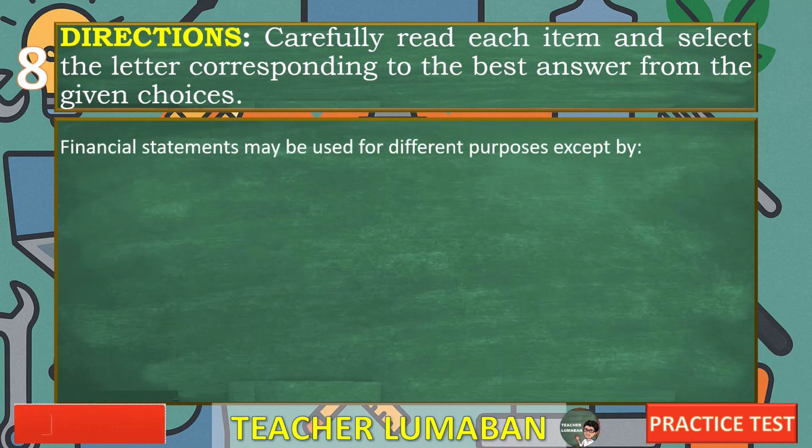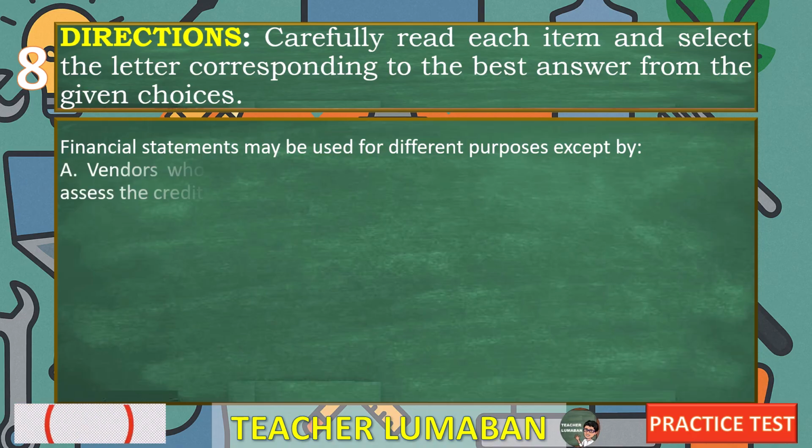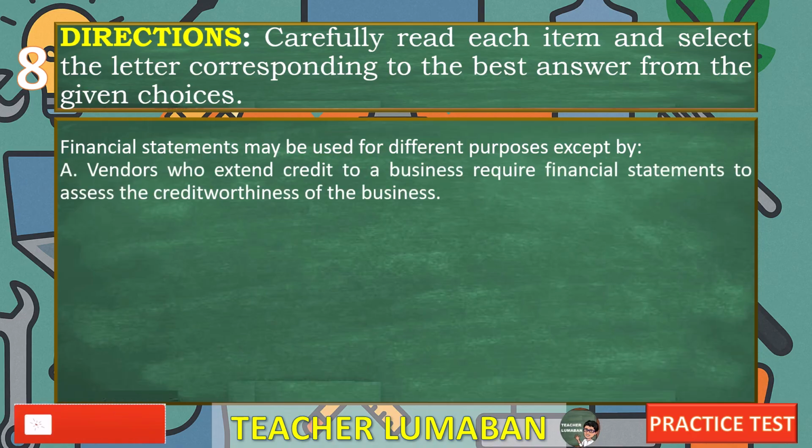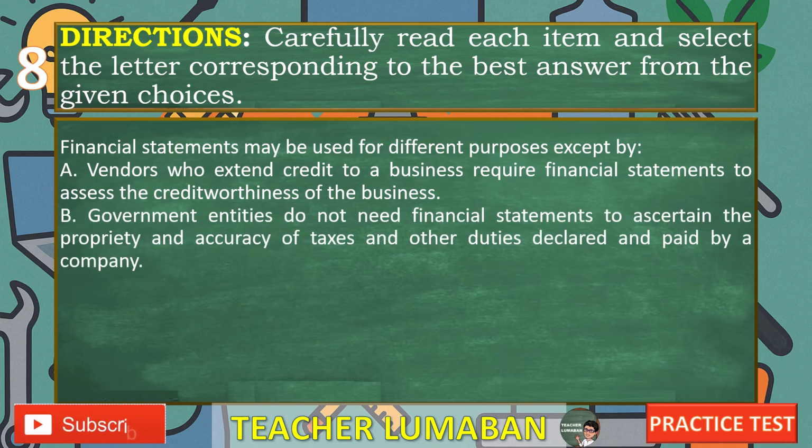Financial statements may be used for different purposes except by A. Vendors who extend credit to a business require financial statements to assess the creditworthiness of the business. B. Government entities do not need financial statements to ascertain the propriety and accuracy of taxes and other duties declared and paid by a company.